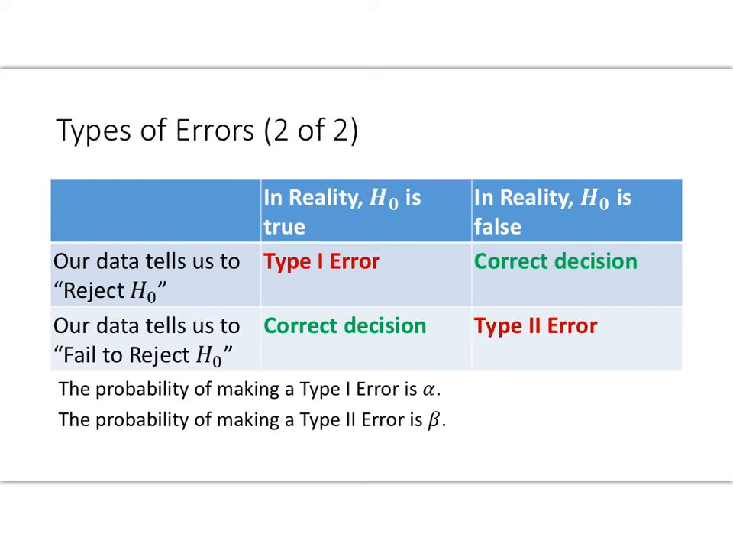If our data tells us to fail to reject the null hypothesis and the null was actually false, so this is meaning that, and I don't like to use the word accept, but we are saying that the null was true and it was really false, then that's a type 2 error. The probability of making a type 1 error is alpha, and the probability of making a type 2 error is beta.